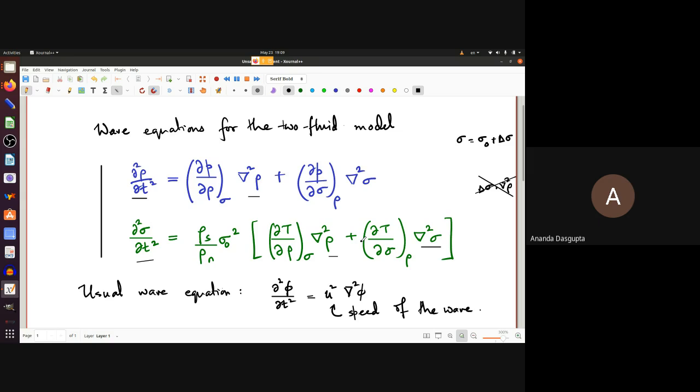However, going by what you had for ordinary waves, what we are going to do is look at this coefficient, the coefficient which Laplacian rho has in del 2 del t2. Now, can anybody tell me what is the dimension of this? Del p del rho over sigma at constant sigma?